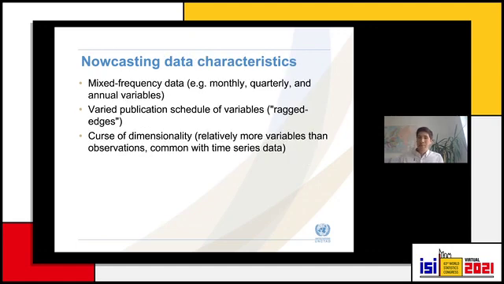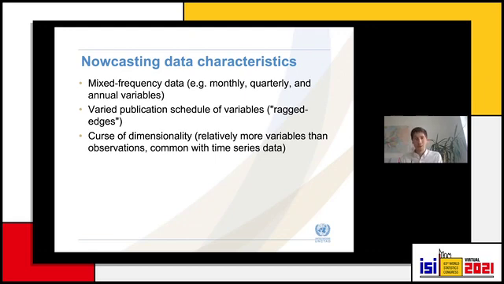So in this domain, there are a couple of different data characteristics that arise when you're trying to solve this type of problem. The first is the mixed frequency of data that you're working with. For instance, we may be trying to nowcast a quarterly variable using monthly variables, or we may be trying to nowcast an annual variable using a mixture of monthly and quarterly variables. So any methodology that you employ for nowcasting has to deal with this type of mixed frequency in the data somehow.